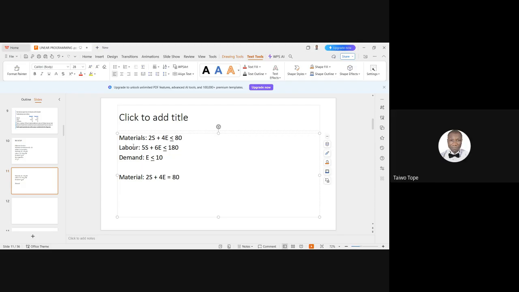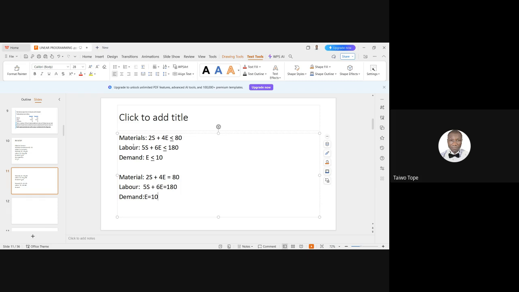And we have labor. Labor will be 5s plus 6e equals 180. And demand will be what? E is equal to 10. So demand has defined itself, isn't it? That in terms of demand, E is equal to 10. The definition is so clear and definite.